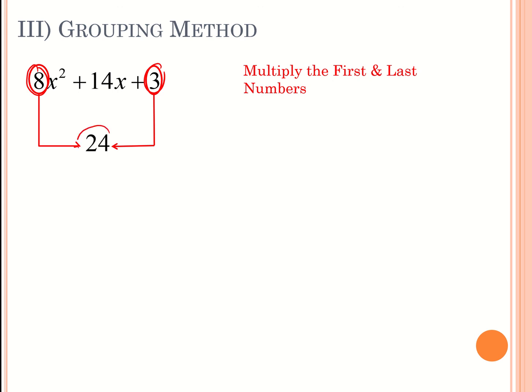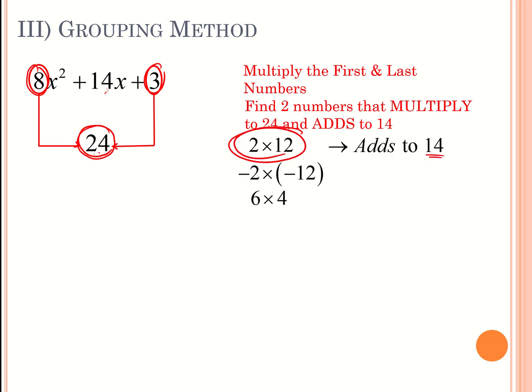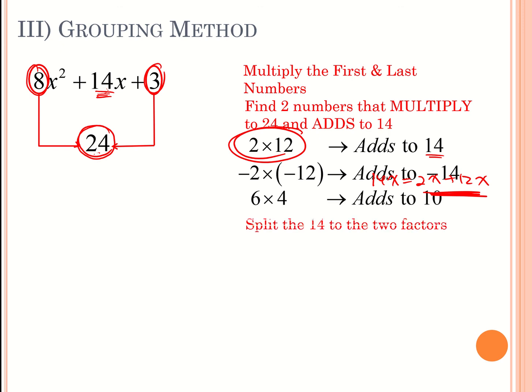And again, what you do now is, when you look at 24, what two numbers multiply to 24 and add to 14, okay? So let's list them out. 2 times 12 is 24, negative 2, negative 12, 6 and 4. And only this pair actually adds to 14. So what I'll do then is, you see this 14x? So 14x becomes 2x plus 12x, okay? You just take the 14x and split it as a sum of two separate terms.